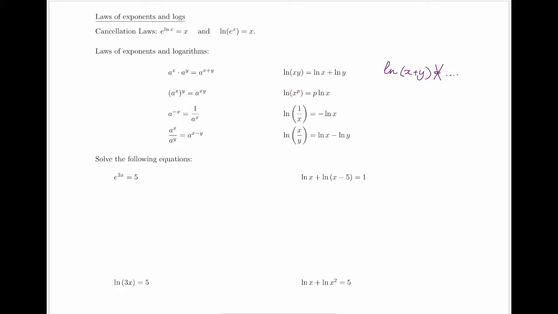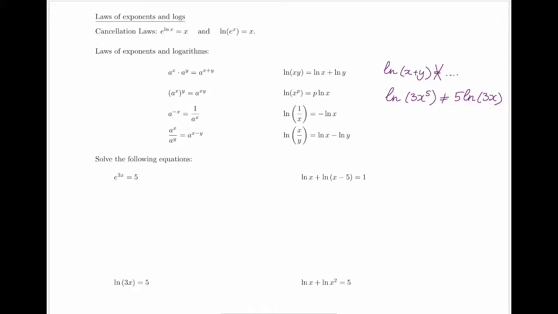So for example, if I have something like logarithm of 3x to power 5, this 5 cannot come down here because this 5 is only the power on x and not on 3. So this is not equal to 5 ln 3x, okay? So this is incorrect. It doesn't work like that.